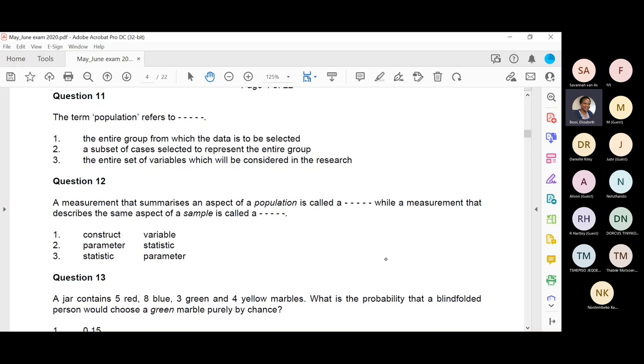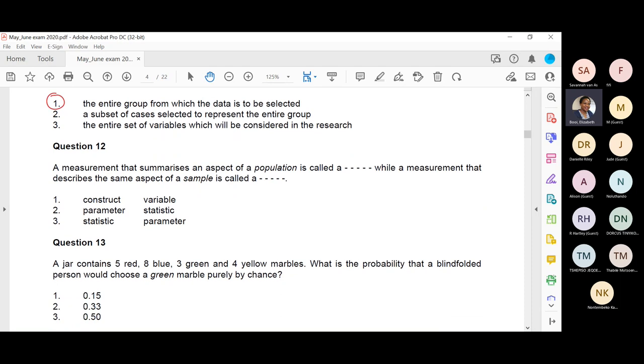Are we good? Are we all happy with number one? Yes, it is the entire group. A population is the entire group. Number two talks about the subset of cases, that is a sample. And number three talks about the entire set of variables. I don't know what that would be defining, but those would be the characteristics that define the population or the sample items that you have.